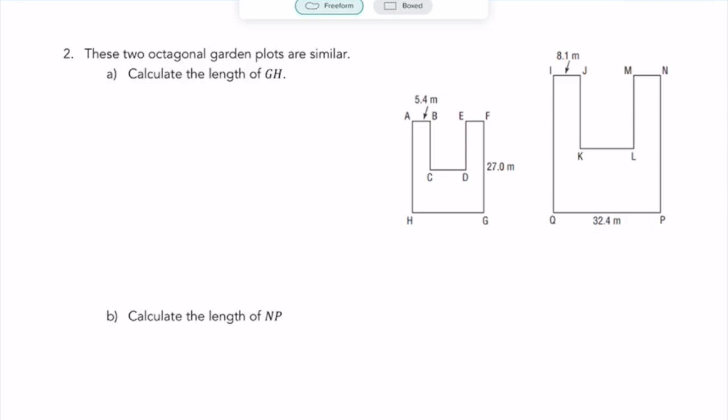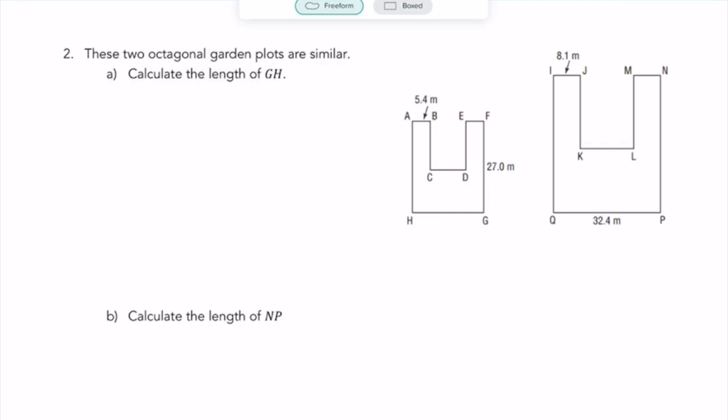All right, in this last example, we have two octagonal garden plots. Octagonal just means that we have 8 sides. And the two garden plots are similar to each other, which means we know all of the angles are going to be equal, all the corresponding angles, I should say. And we also know that the scale factor between every pair of corresponding sides is also going to be the same. Given that information, we can actually find missing lengths.